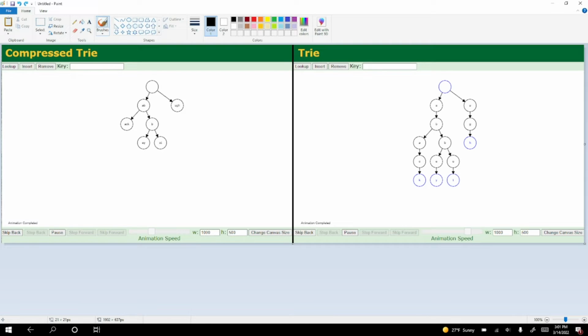Alright, so I'm going to be comparing the space efficiency and lookup time efficiency of an uncompressed trie versus a compressed trie. If you compare them, it's pretty easy to see that the uncompressed trie right here has a lot more nodes than the compressed one. The compressed one has a lot less than the uncompressed right here. And that's because it likes to group letters together instead of just having one letter per node.